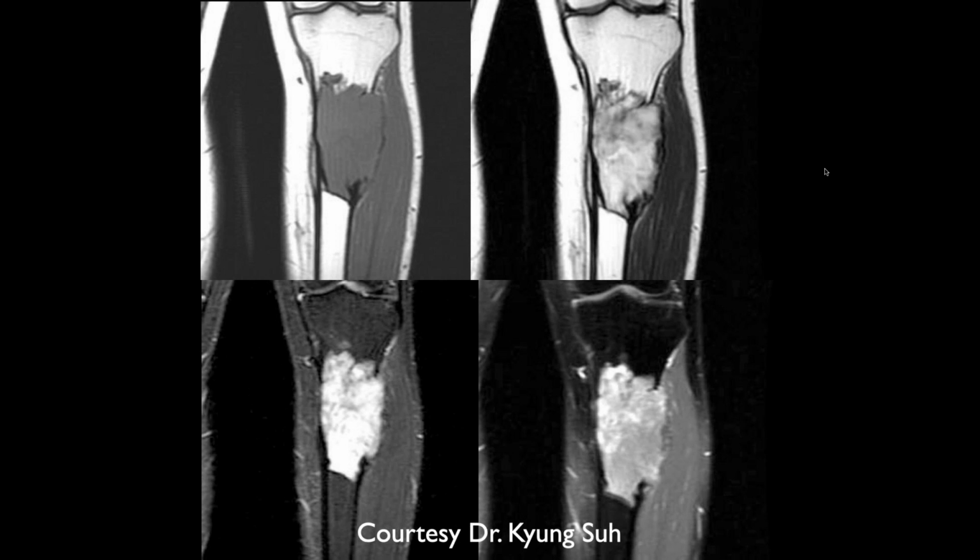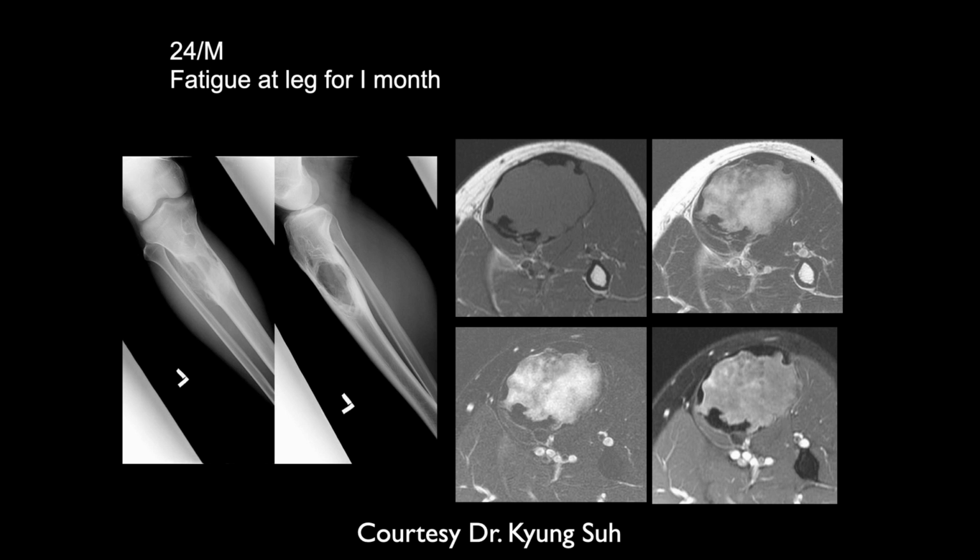On MRI, we see this heterogeneous expansile lesion, which is expanding and protruding through the cortex. The adjacent musculature looks normal, and I don't see any definite extension into the muscles. It's not fluid. It's the same signal as muscle on T1, and it's bright on the fluid-sensitive sequences. I think that's post contrast on the bottom right, with a little bit of enhancement.